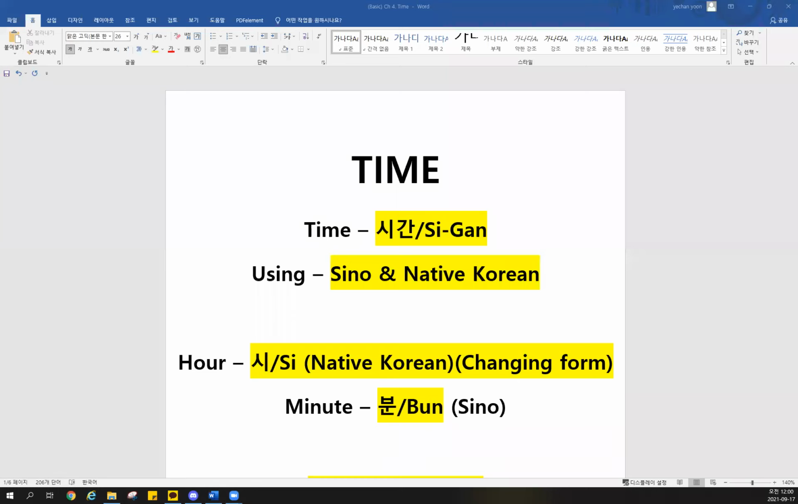So, okay, today's gonna be not that difficult, everybody. So we can just focus on it. We're gonna learn about the time for today, okay? How you can say time in Korean, you can say 시간, 시간. For counting the time, we're gonna use both the Sino, based on the Chinese pronunciations, and the native Korean as well.